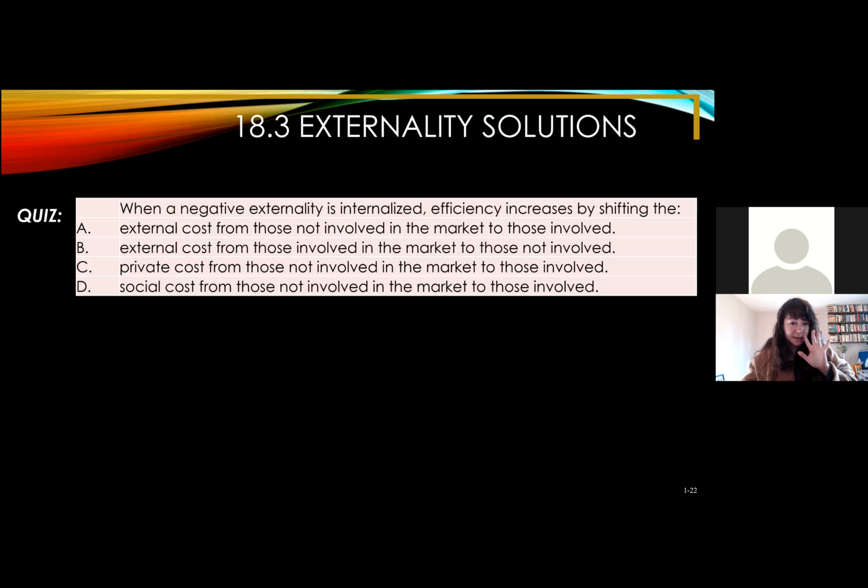So I want you to just think about what happens when a negative externality is internalized. So just pause and answer this question.